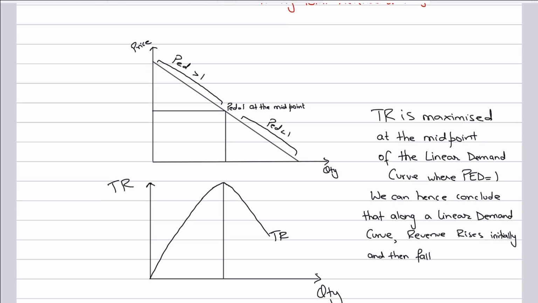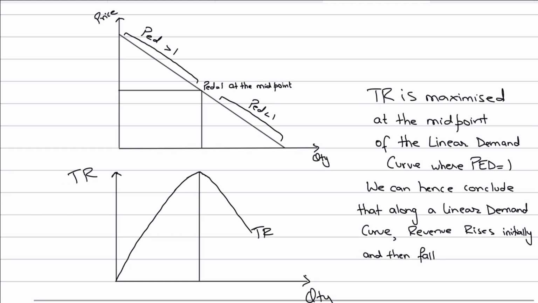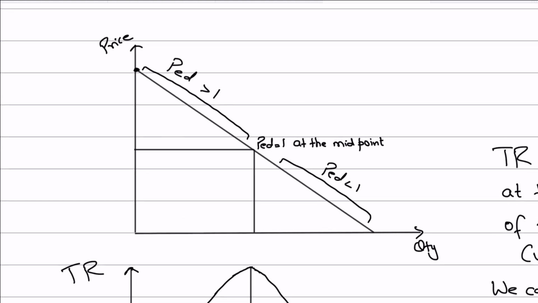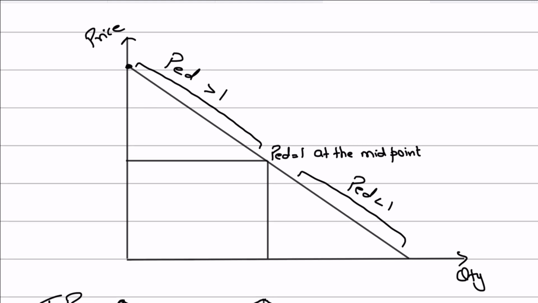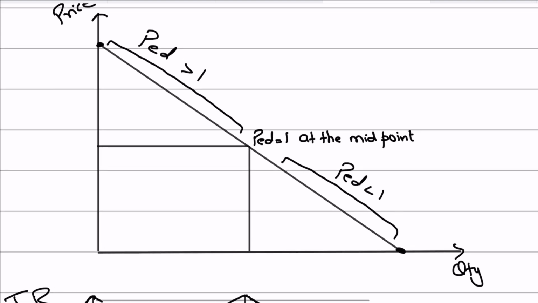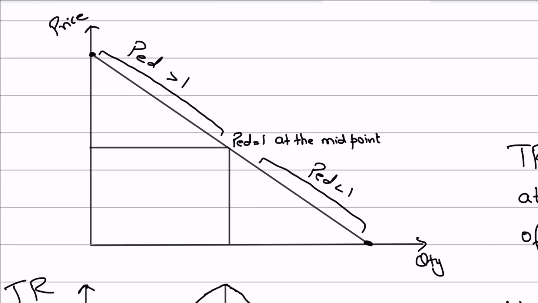Now, one last thing before I end the video. I already discussed with you that elasticity along a linear downward sloping demand curve varies, where the PED is infinite at the point where the demand curve touches the price intercept, the y-axis, and it equals 0 where the demand curve touches the quantity axis at the x-intercept. And in the previous videos, I mathematically proved that.